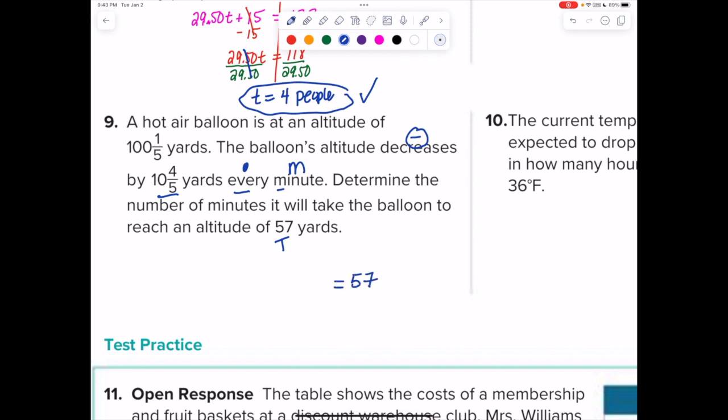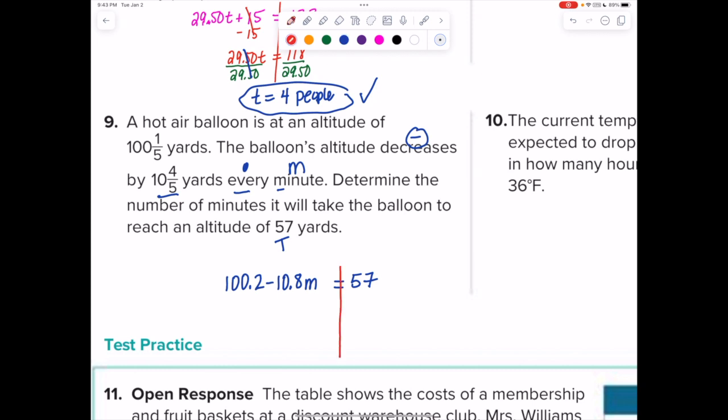Okay. And then what is the situation? Well, we're starting at 100. Oh, I know 1/5 is 0.2. So I'm just going to do 0.2. And then it decreases 10. And if 1/5 is 0.2, 2, 4, 6, 8, this is 0.8. So 10.8 yards per minute. So that's times m. Okay. So we're subtracting that much per minute from the original, and we're going to end up at 57. So that's the process of creating your equation.